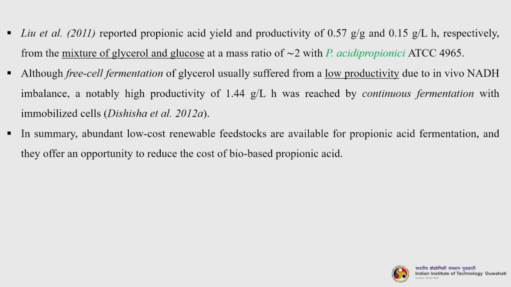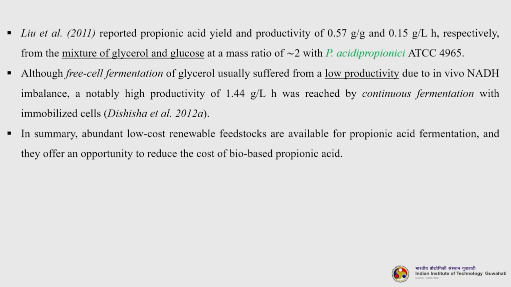Although free cell fermentation of glycerol usually suffers from a low productivity due to the in vivo NADH imbalance, a notably high productivity of 1.44 grams per liter per hour was reached by continuous fermentation with immobilized cells. So, what is being done and reported by Dishisha et al. is that to balance the NADH inside the fermentation media, they have gone for the continuous fermentation process with the immobilized cells of the propionic acid bacteria.